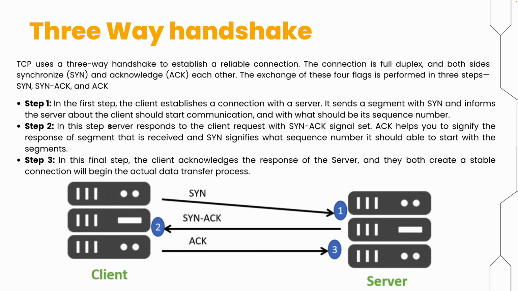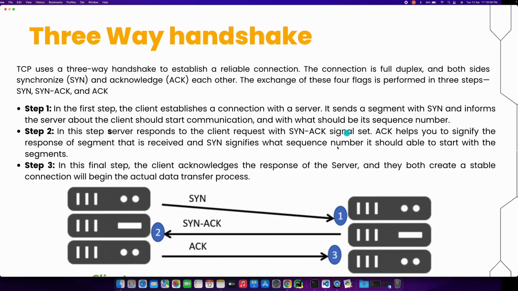For the first step, the client sends the synchronize message to the server. In the second step, the server sends the synchronize packet as well as the acknowledgement packet to host A, which is the client in our case. The third step is the client acknowledging the response of the server. They both create a stable connection after these three steps, and then the actual data transfer can begin. So I'll give you a quick demo about it.